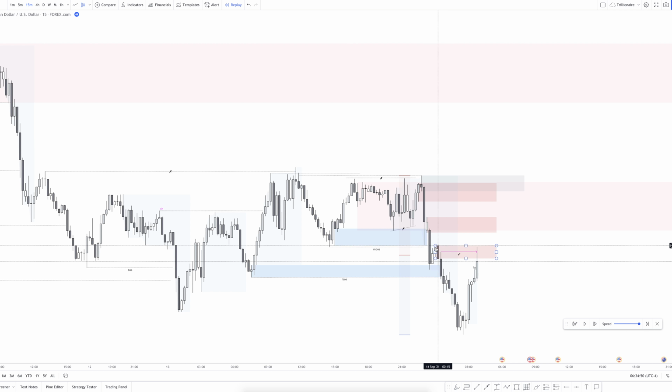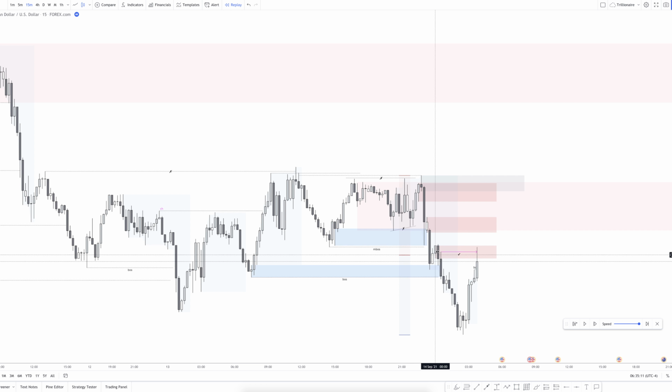So on the higher time frame, do we create imbalance within this area? Check. Do we break some type of structure? Check. Do we have inducement right here? Check. So where's the order block?